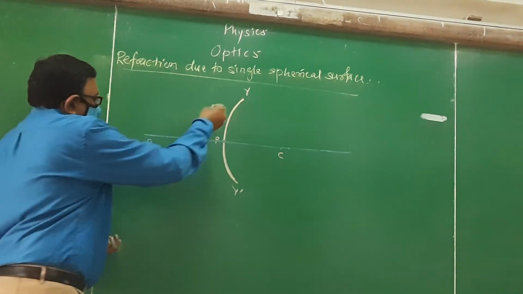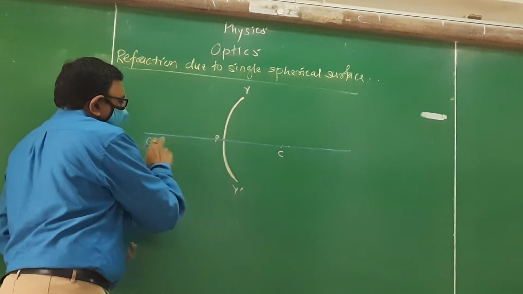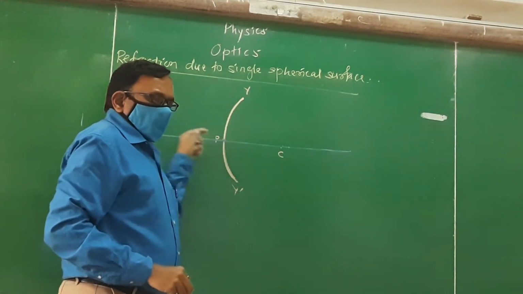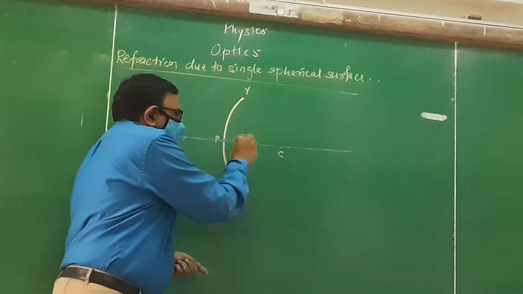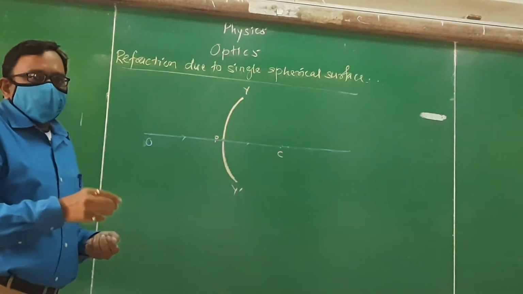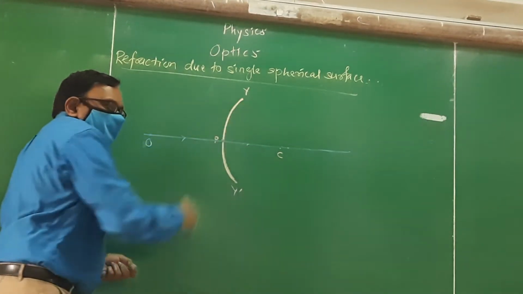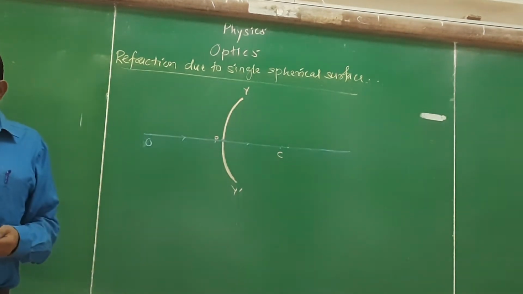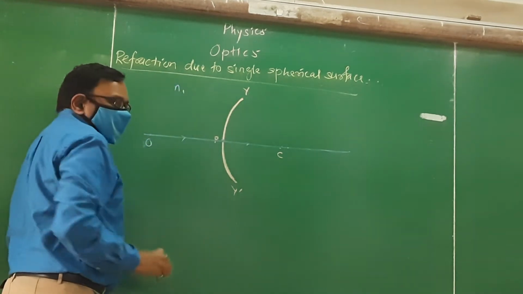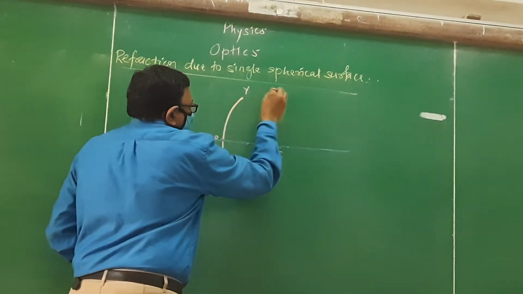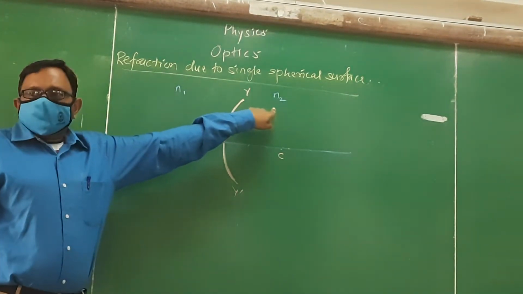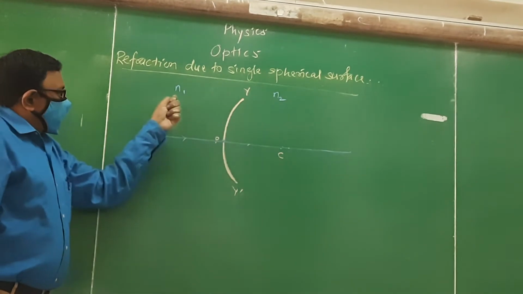When a ray is discussed from this, it is incident as OP, which is one of the rays. When it passes through the pole, it moves in a straight direction like this. Now we discuss another ray. Before that, this one is a curved surface. It separates two mediums. This one is the first medium, having refractive index N1. This is the second medium, having refractive index N2. N1 and N2 are the two refractive indices of the media.